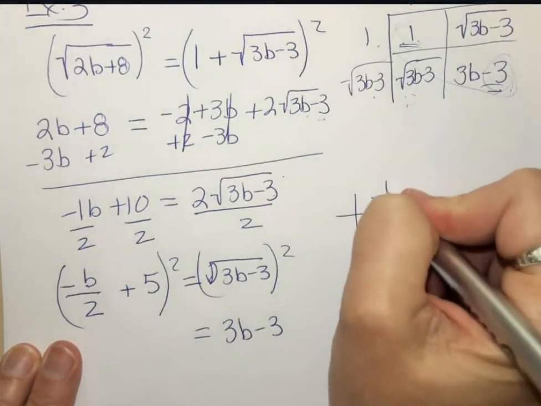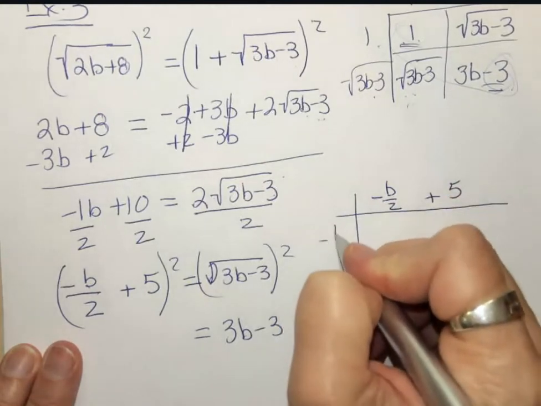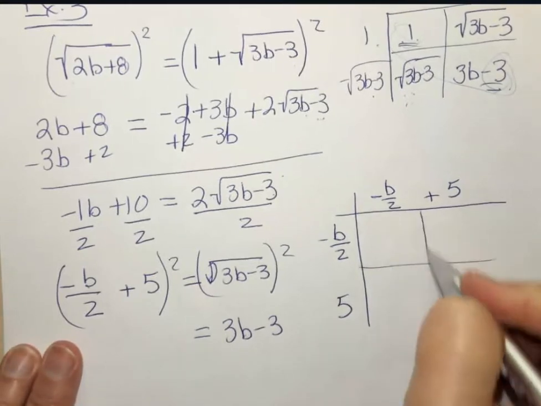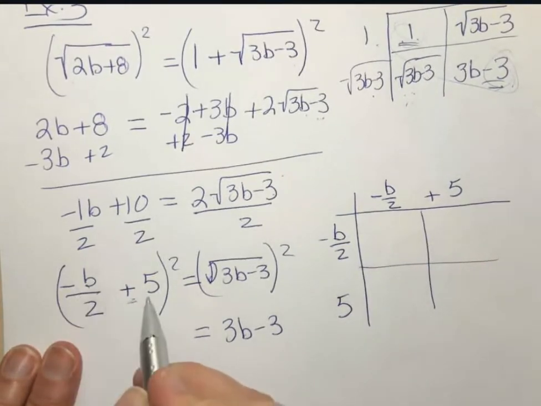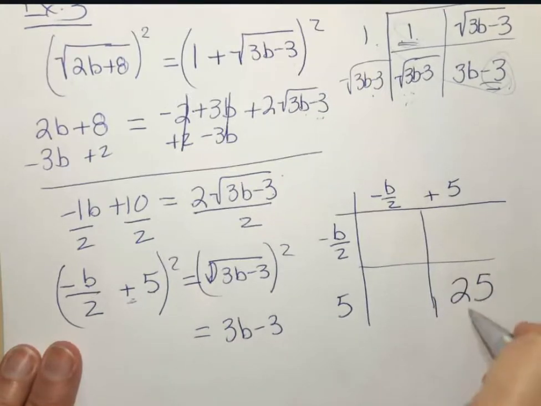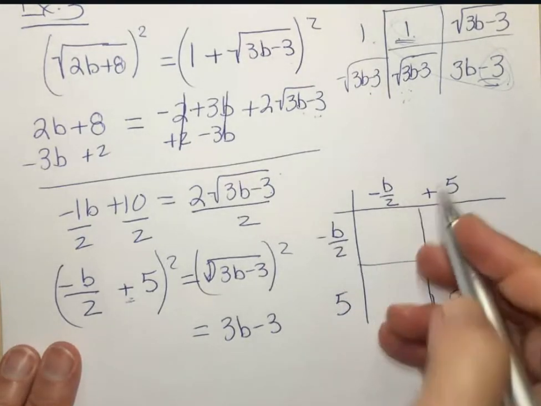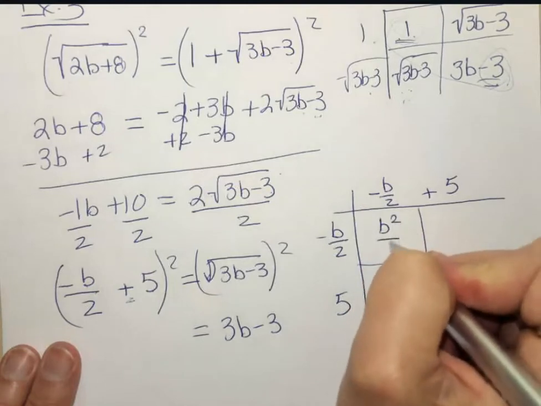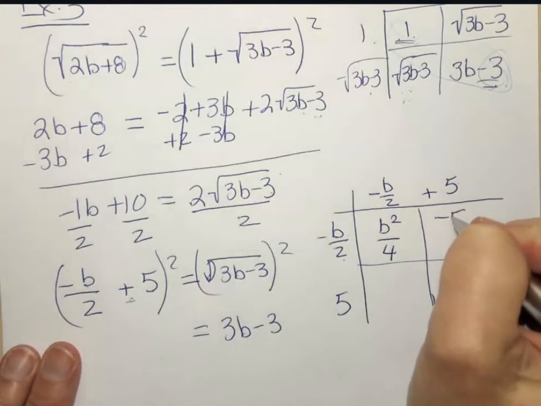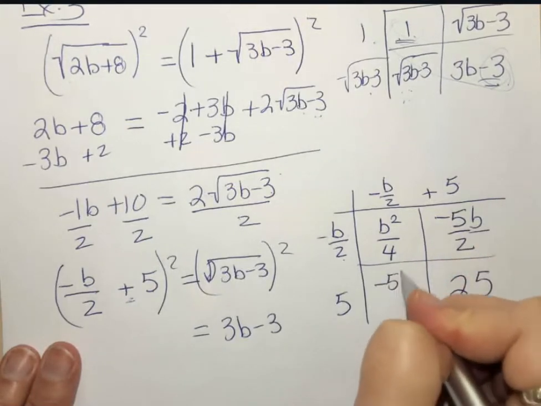So I have negative b over 2 plus 5, negative b over 2 plus 5. I need to multiply those together because it's a binomial. I have a variable plus a number. 5 times 5 is easy, that's 25. Negative b times negative b is positive b squared over 4. 5 times negative b over 2 is negative 5b over 2. This is negative 5b over 2.